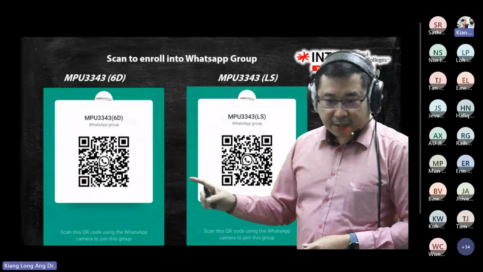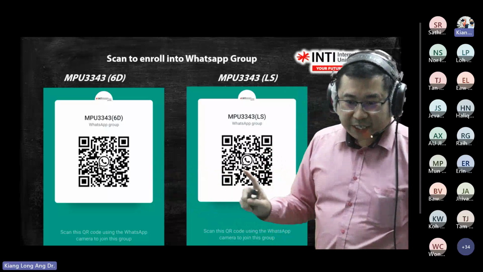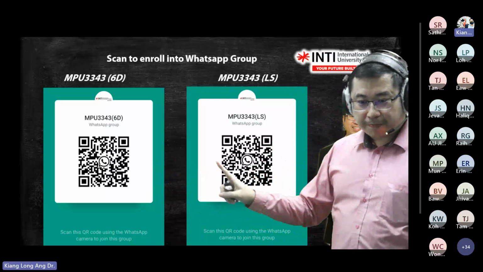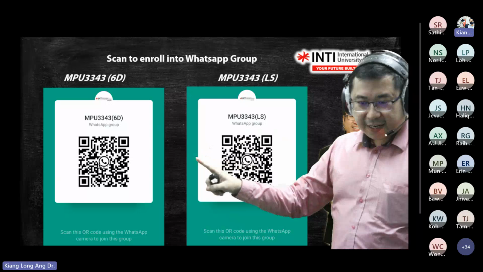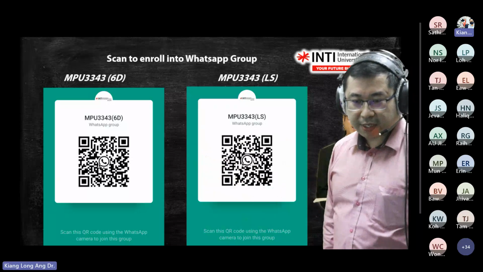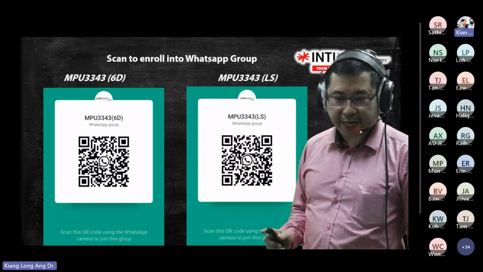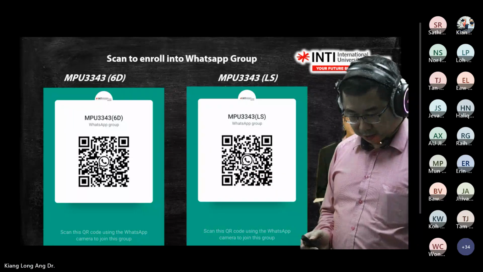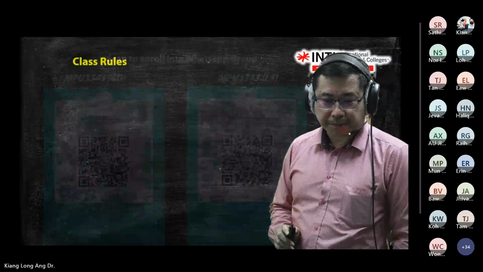If some of you haven't joined the WhatsApp group, you can scan the QR code and then join.